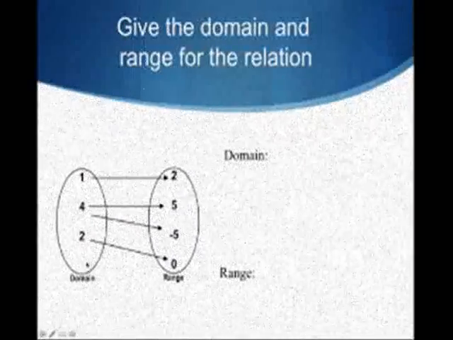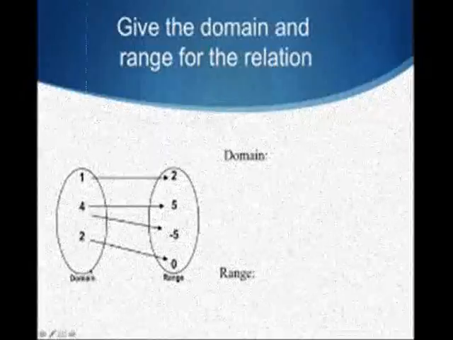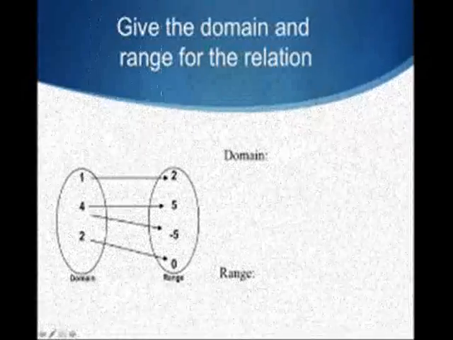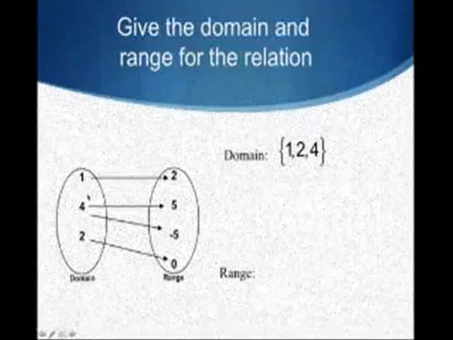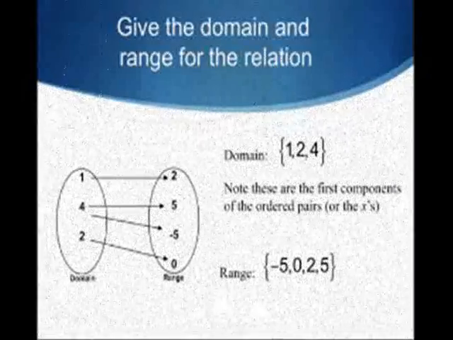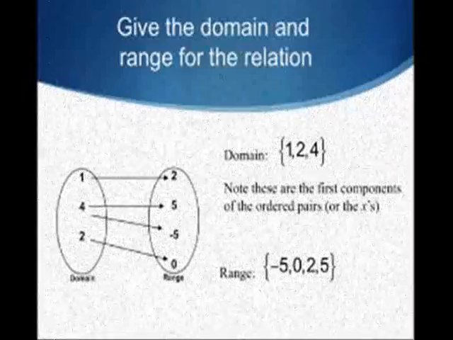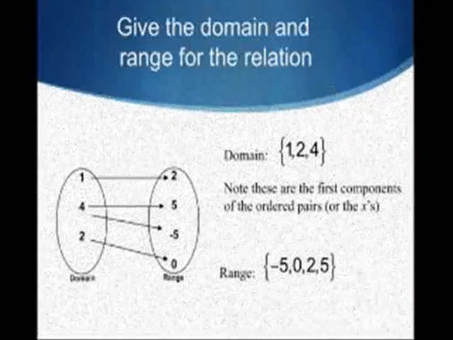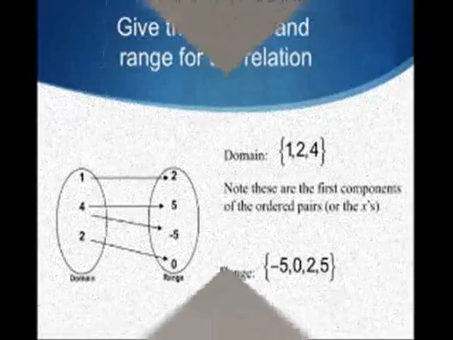Okay, let's do another one. What is the domain? Again, here I've listed the domain. We use the 1, the 4, and the 2, so that is my domain. And then the range is 2, 5, -5, and 0. So that is talking about domain and range for the relation.